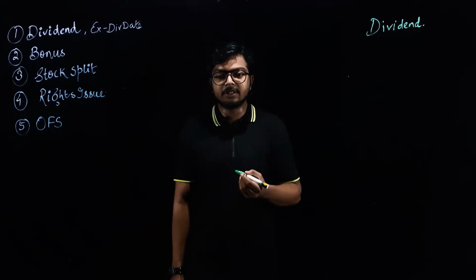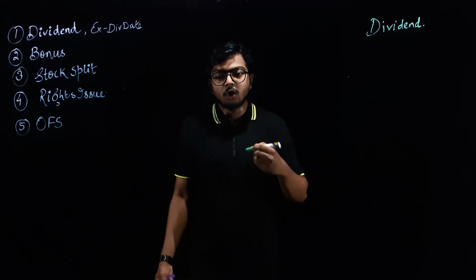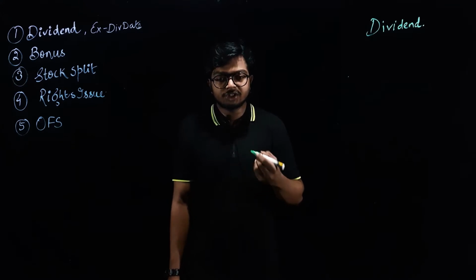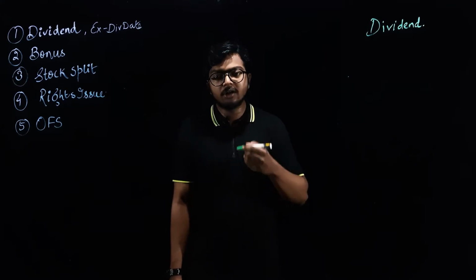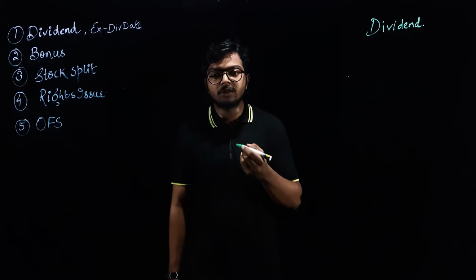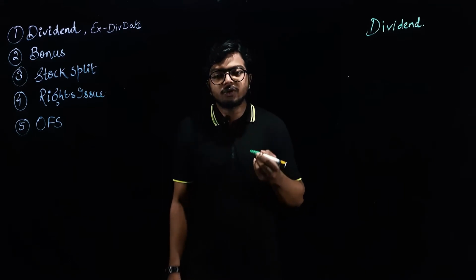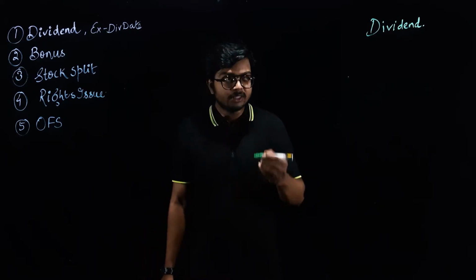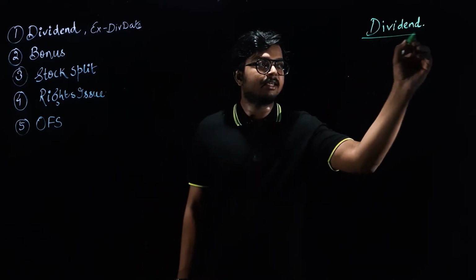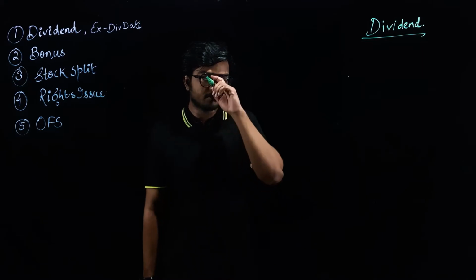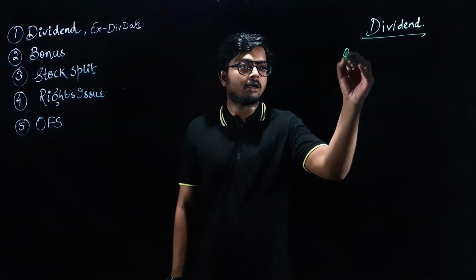Say for example, the company earned a lot of profit and it wants to share with the shareholders, or you. So for example, you hold Reliance shares and now Reliance has made a lot of profit. It wants to share that profit with you. So in that case, the company gives a dividend. Now the company announces dividend on face value.